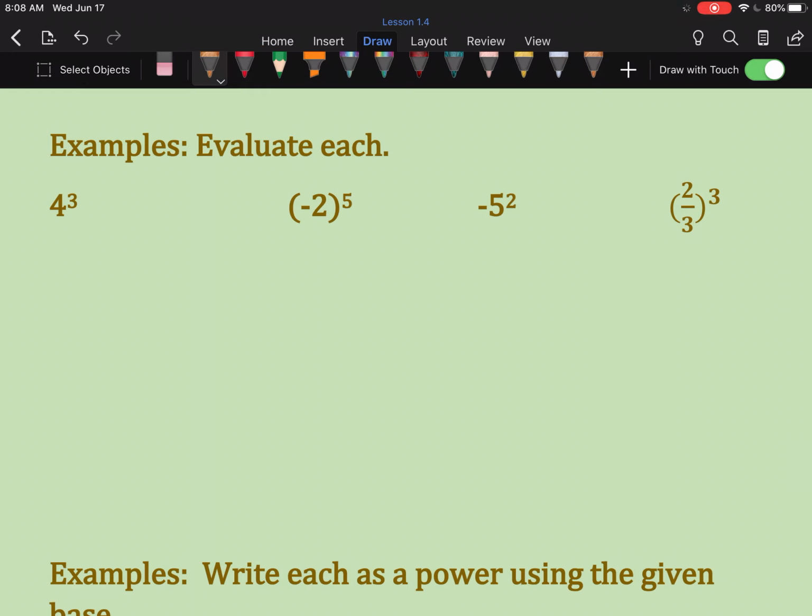Evaluating. Okay, so 4 to the 3rd power, that would be 4 times 4 times 4. 4 times 4 is 16. 16 times 4 is 64. Negative 2 to the 5th power. The parentheses here are important, as we've talked about in pre-algebra. They mean that we have 5 negative 2's. So 1, 2, 3, 4, 5.